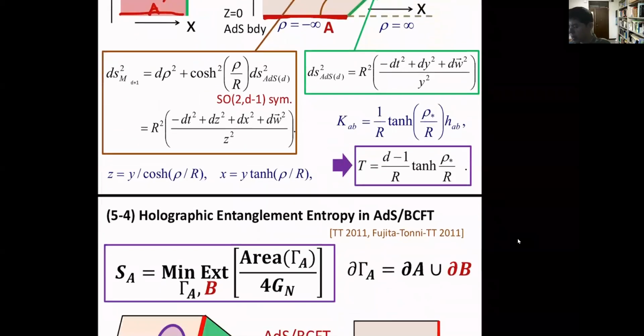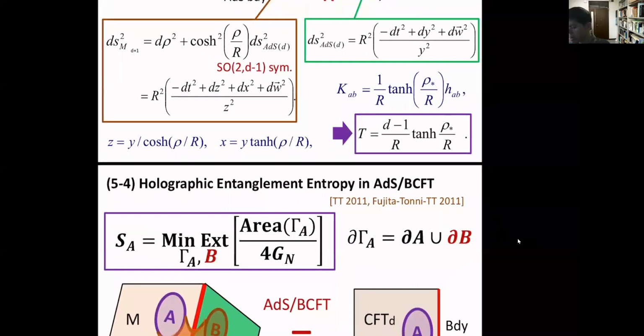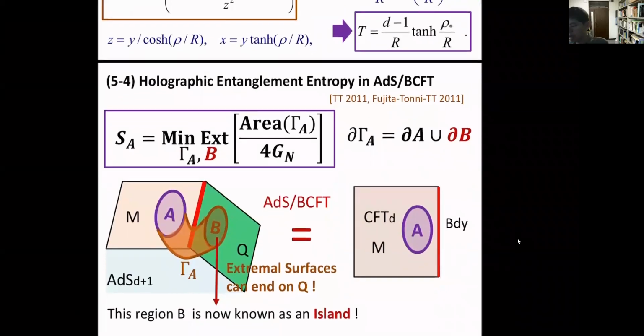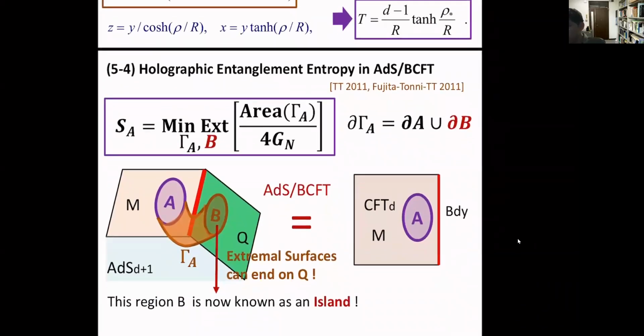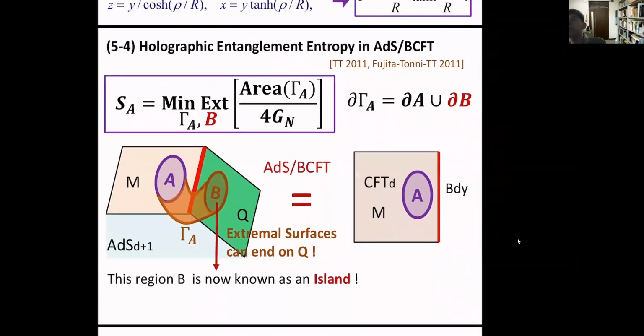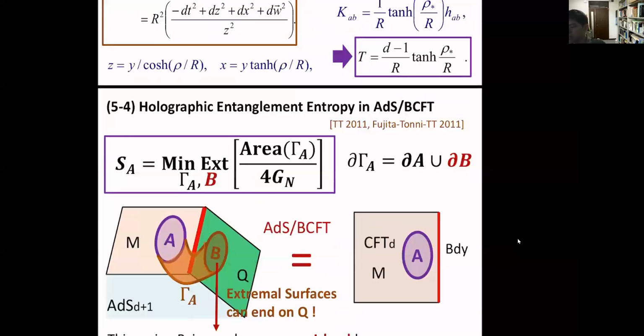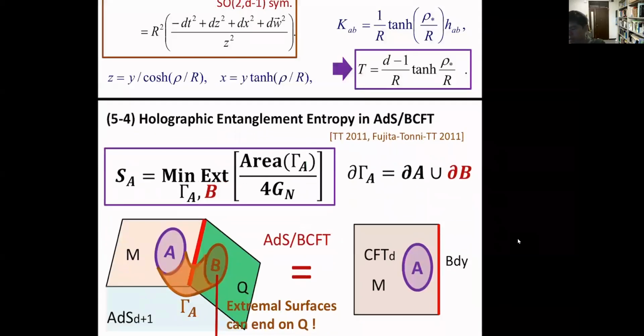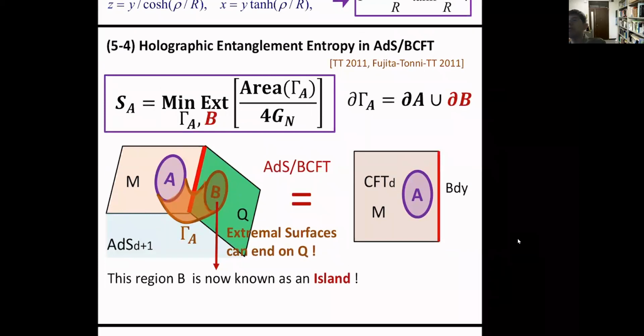So this is again related to this. I worked with Fujita and Tony in 2011. And anyway, we can actually give a simple prescription for how to calculate holographic entanglement entropy in the presence of this boundary surface. The only non-trivial thing is this surface Q, right? This picture is the same, and the only non-trivial thing is how to treat this surface Q.